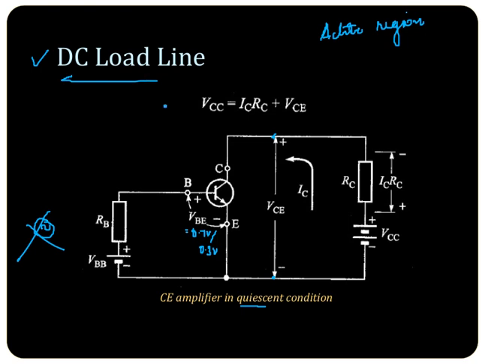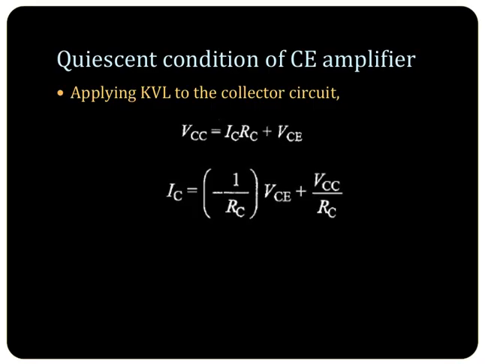So what is the equation for the collector circuit? You can see it is VCC equal to IC RC plus VCE, applying Kirchhoff's voltage law in the collector circuit. So in the quiescent condition of the amplifier, you get this expression. Now you simplify this expression or rearrange the terms, you get an expression in the form y is equal to mx plus c. What is this?